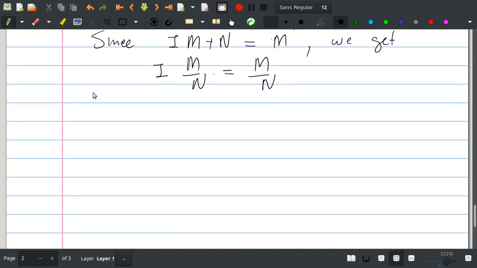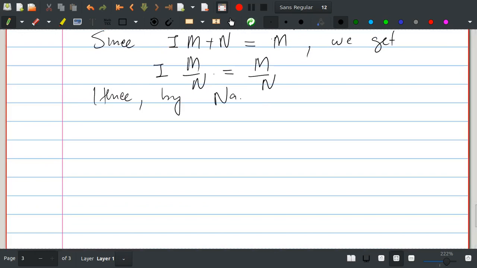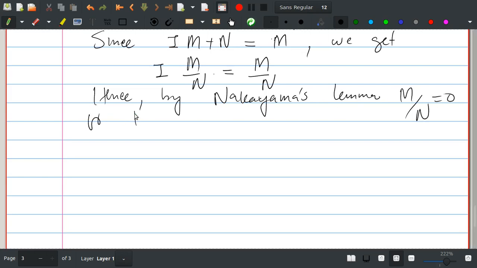Hence by Nakayama's lemma, M mod N is actually the zero module, or this means when we mod out M with N, we get the zero module. This means that this M is actually equal to N. So this proves the result.